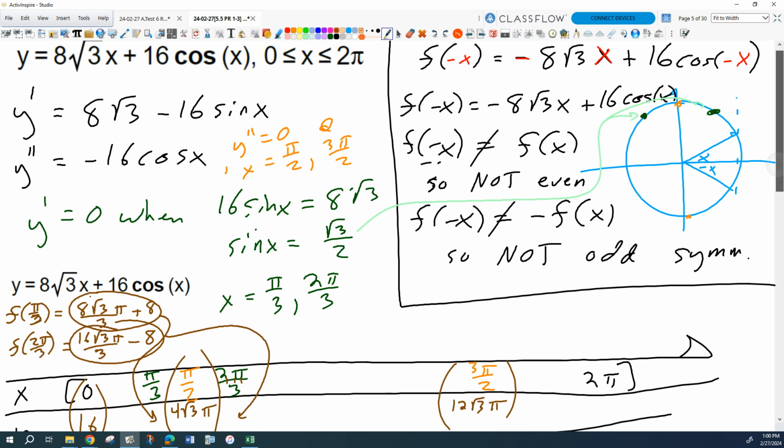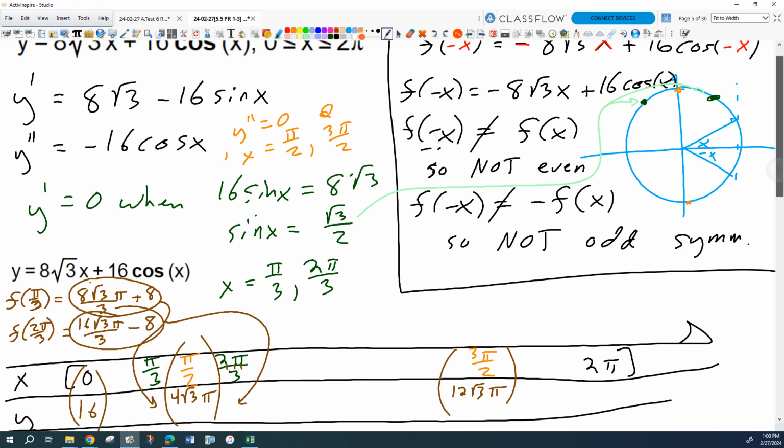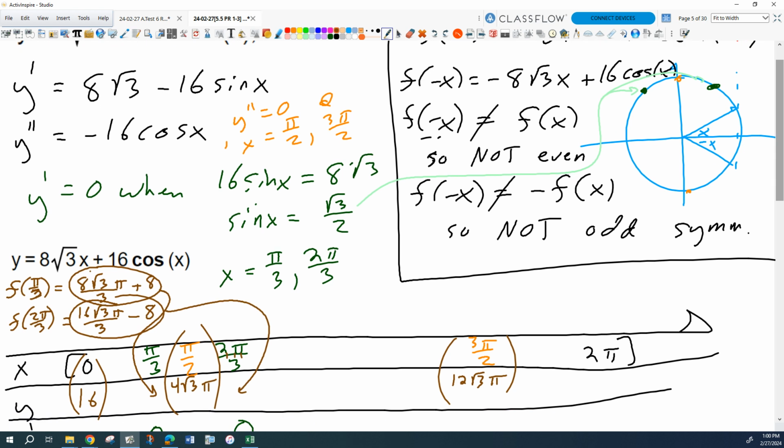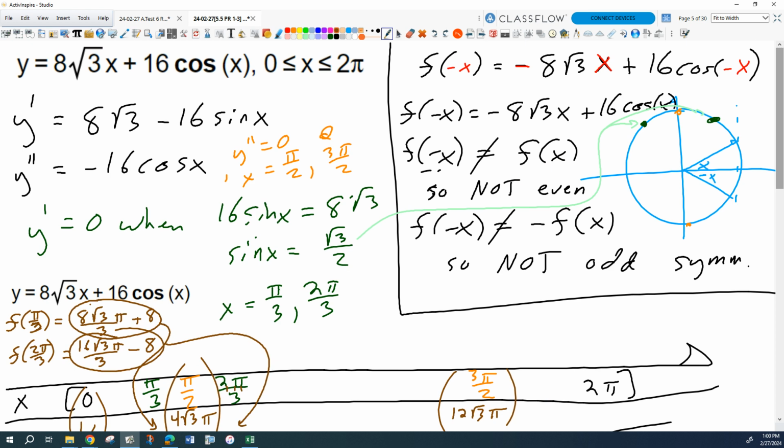No, that's right. I think that is right, isn't it? I think it's 12 radical 3 pi. Right, because I get a 4 out front when I cancel the 2 on the bottom, times the square root of 3 times another 3 pi. So 12 radical 3 pi.